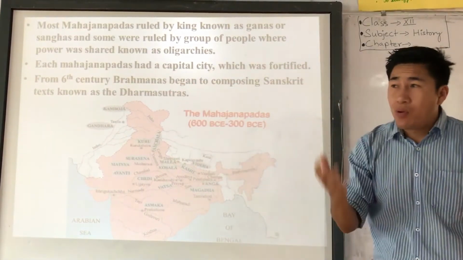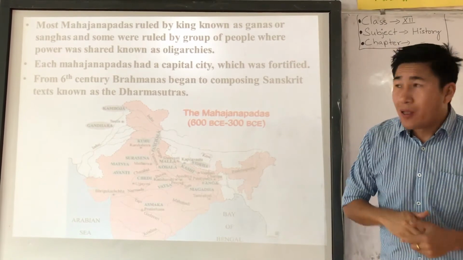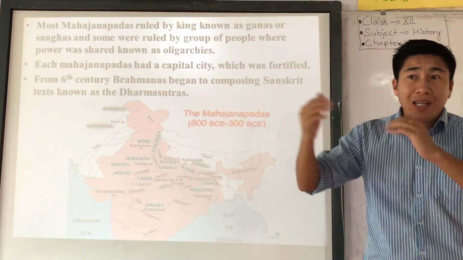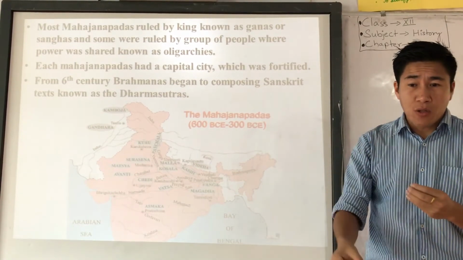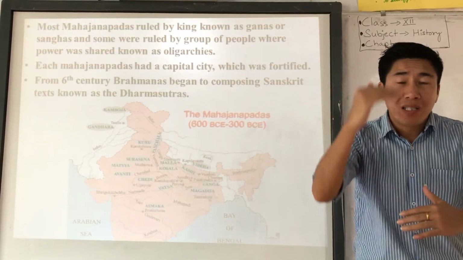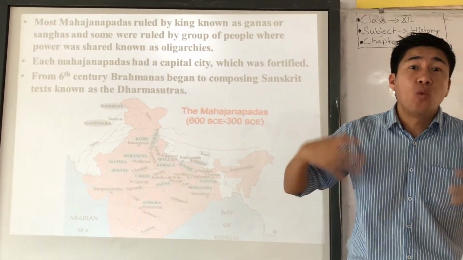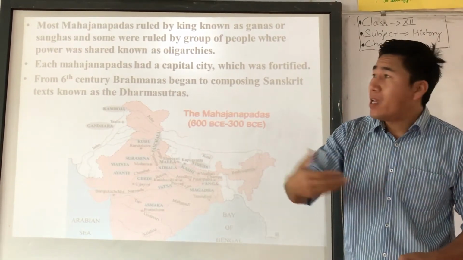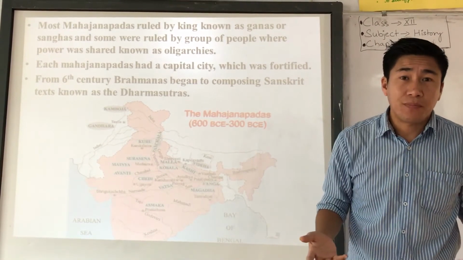Okay. Then one of the most important changes during that time: in the 6th century BC, Brahmins began to compose, meaning write, Sanskrit texts known as Dharma Sutras and Dharma Shastras. And then later on, in the 2nd century BC, they wrote the Manusmriti. All these texts mention the different kinds of rules and regulations the people needed to follow. These texts contained the Varna system, marriage rules, and how society needed to work. Everything was written in these texts by the Brahmins starting in the 6th century BC. Even in India today, these texts matter a lot.